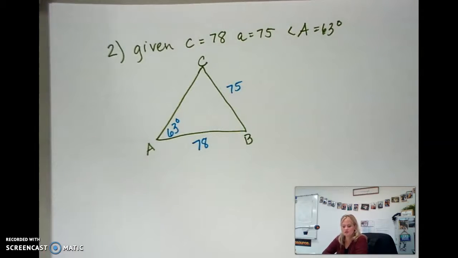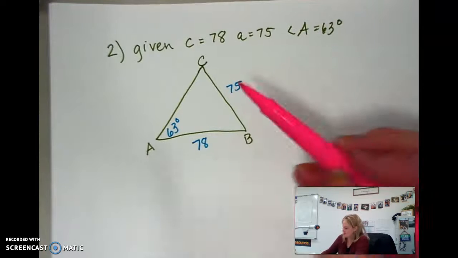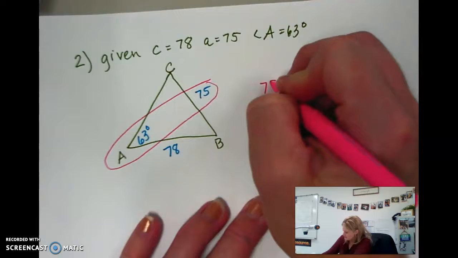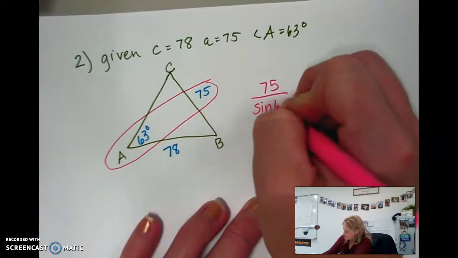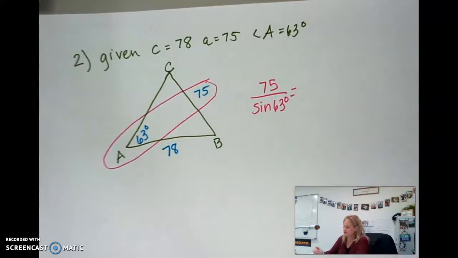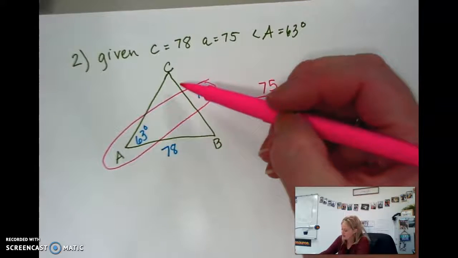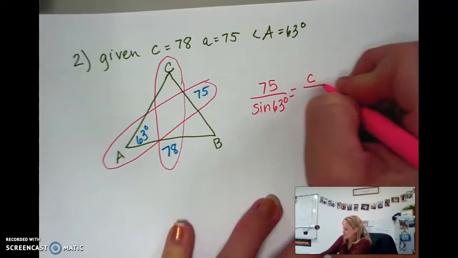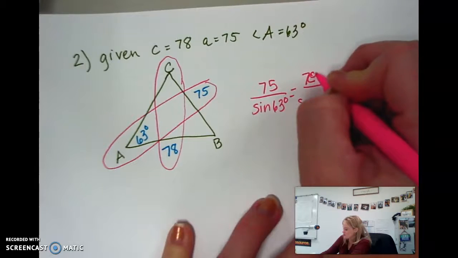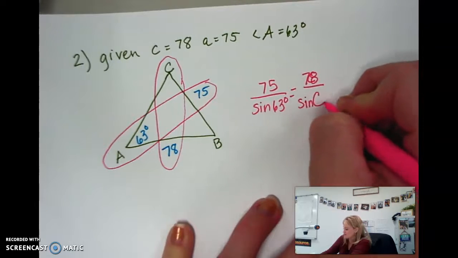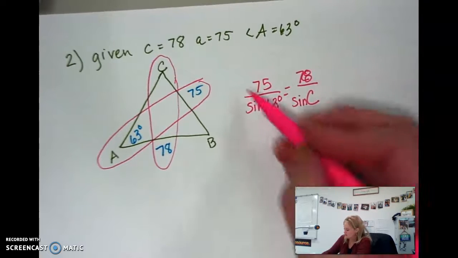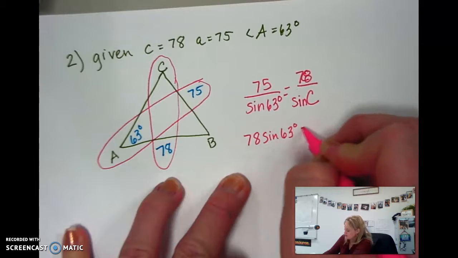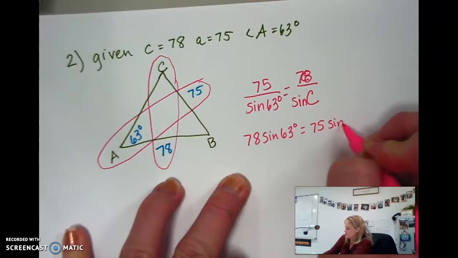So the first thing I'm going to do is look for my pair that matches. And I have an angle and a side. So the side of A is to the sine of angle A. And then I'm going to look for the next part that I have a half to, and that's right here. I do know the side length, but I do not know the angle to C. So now as we cross multiply, 78 times the sine of 63 degrees equals 75 times the sine of C.